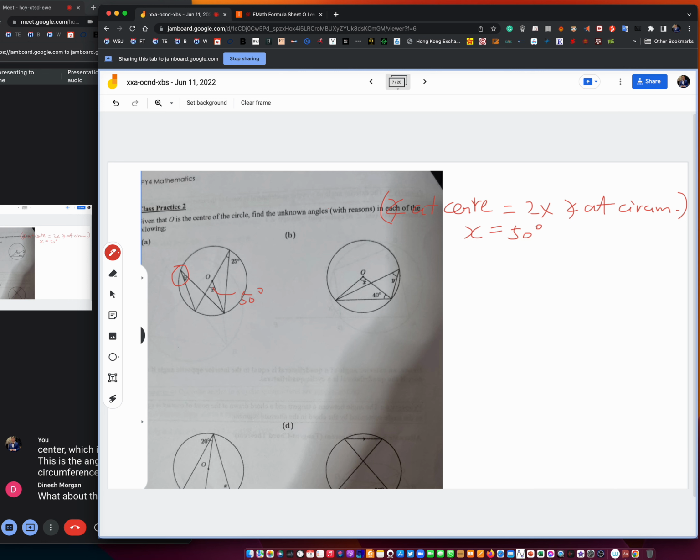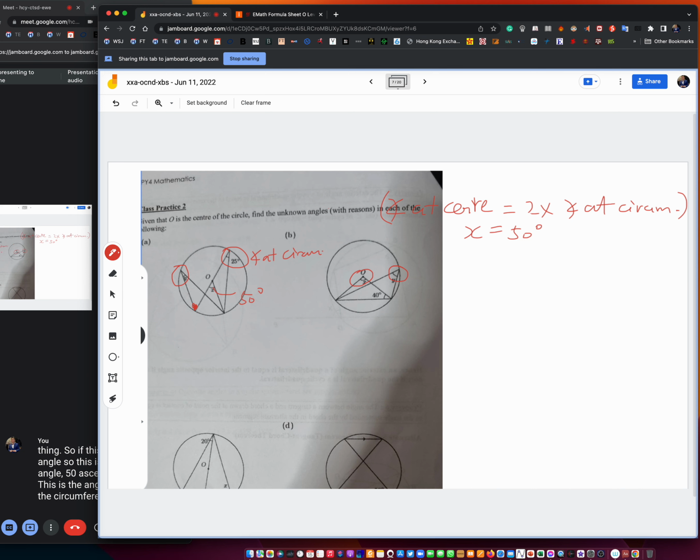You mean this one? That one is the angle at the circumference, but it doesn't work this way. Okay, so let's go to B. So this is the angle at center, then this is the angle at the circumference. Same thing: this is the angle 50 at center, and this is the angle at the circumference.